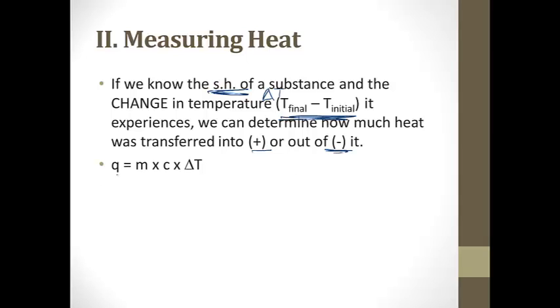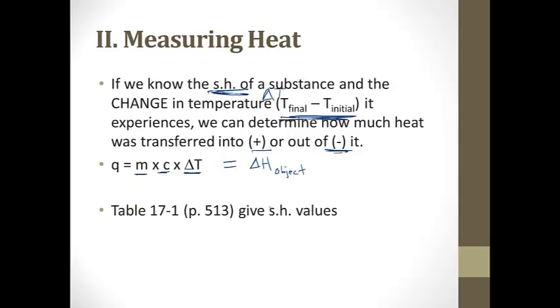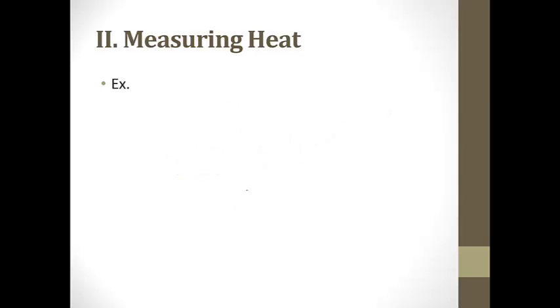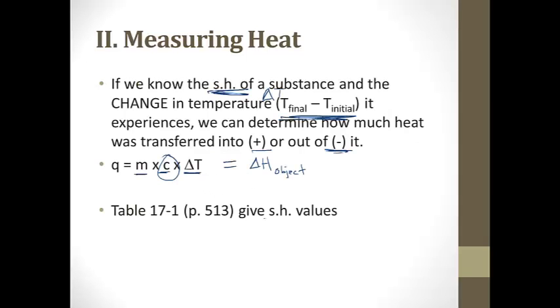Q, the heat transfer, is equal to mass of the object times C, specific heat capacity, times delta T. And this will be equal to delta H for the object, the change in enthalpy for that object. And how do you figure out C? These are based on values given in the table, the specific heat capacity values.